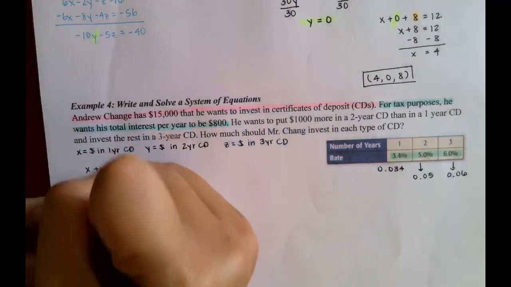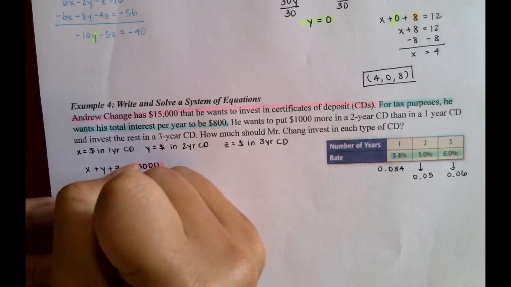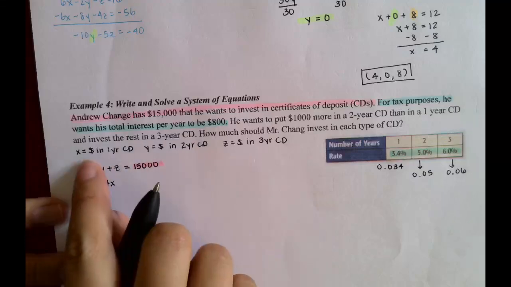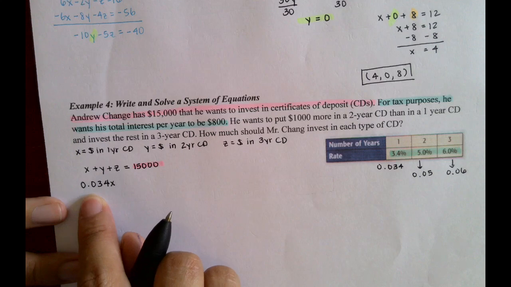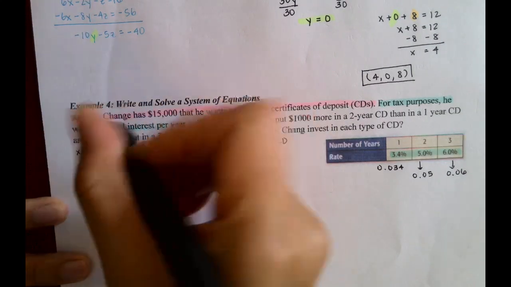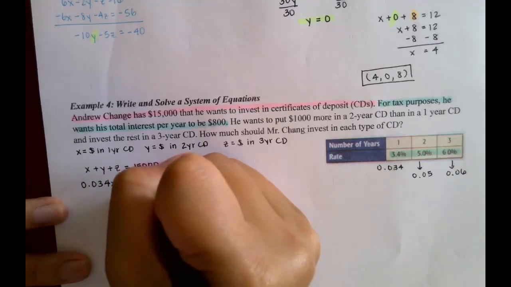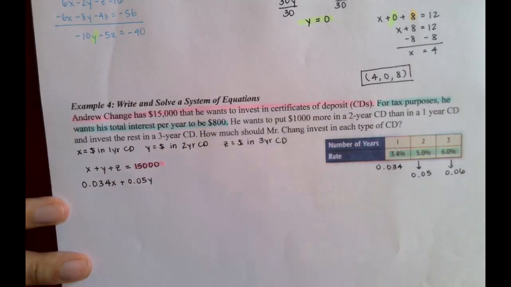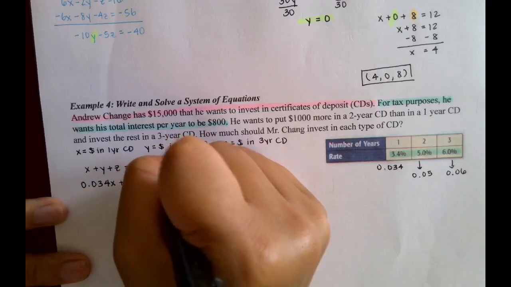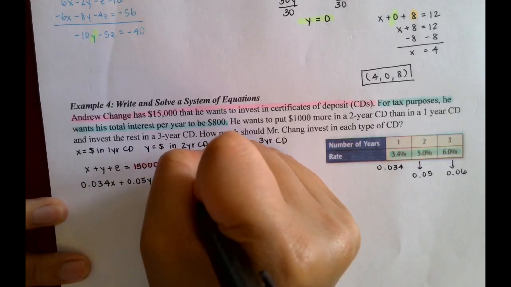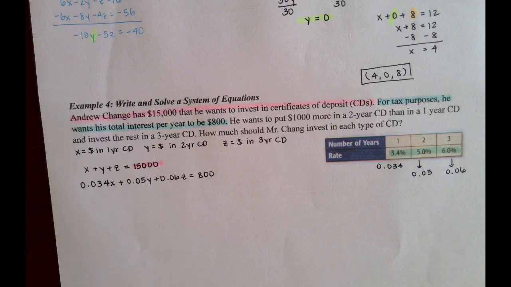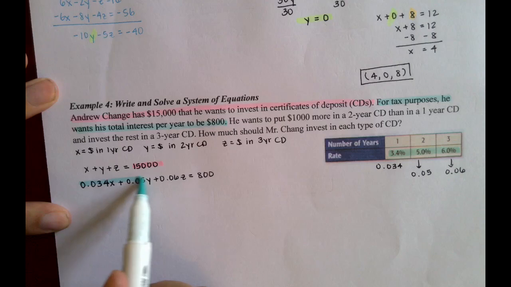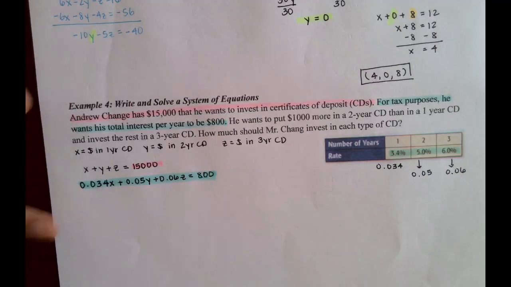So from the first year, it'll be 0.034x, because that's how much interest he'll get from the first one. The second one will be 0.05 for the y, 5% for that. And the third one will be 0.06 for the z. And the total for all of that interest will be $800. So this comes from this.